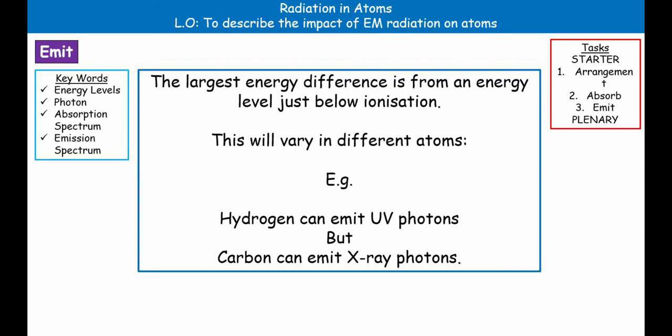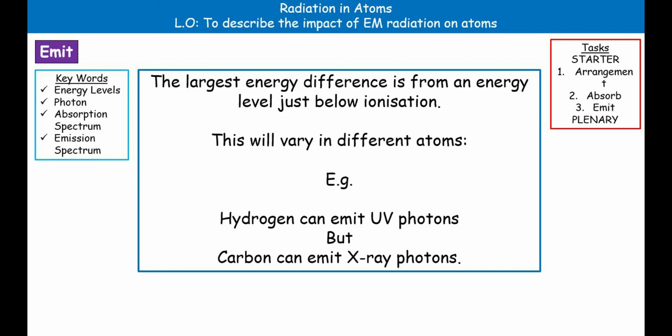What we find then is that the largest energy difference that we could obtain is where we're moving an electron from the energy level just below that ionisation. So it's just below the energy needed to ionise the atom. Now, depending on what atom we've got, that amount of energy is going to vary. Because if we think back to the work we've done on atomic structure in chemistry, then we know that different atoms have different numbers of electron shells. So that means that the electrons are going to be able to move different distances in different elements.